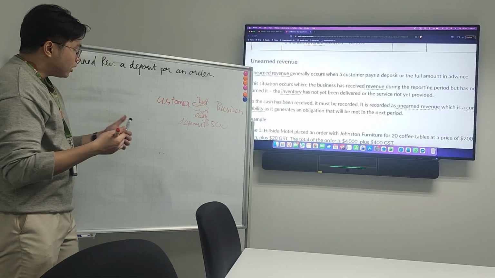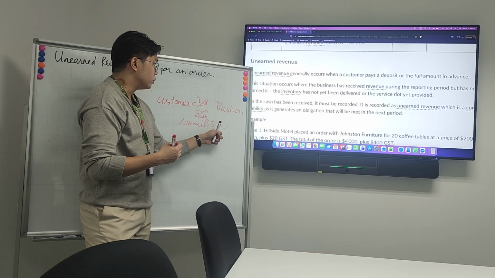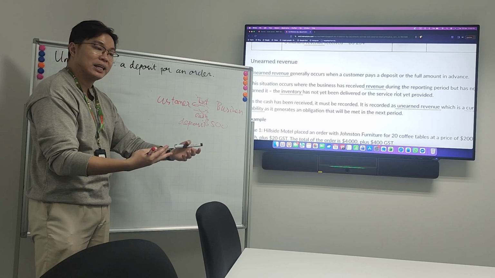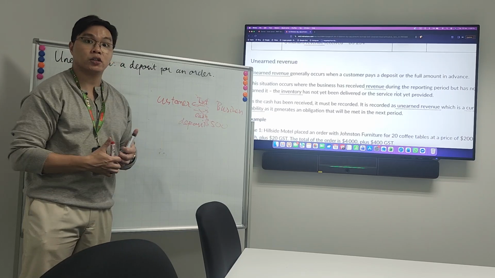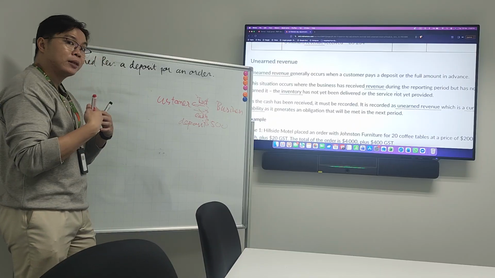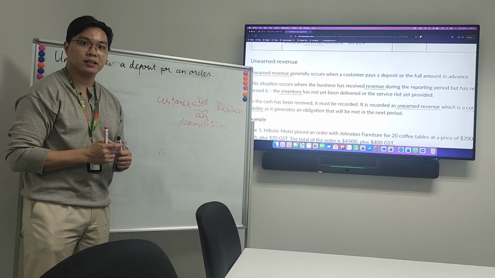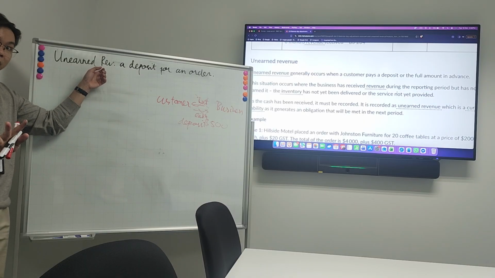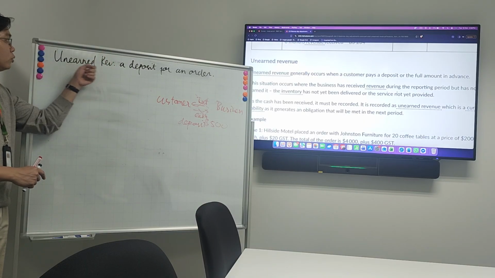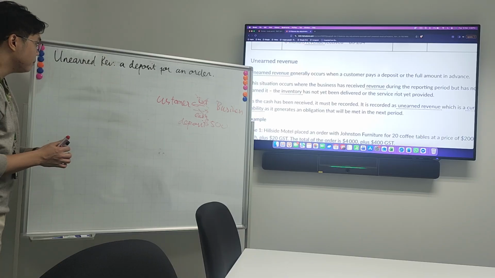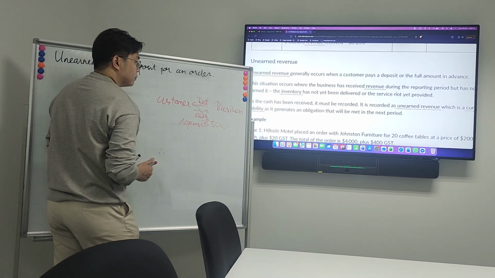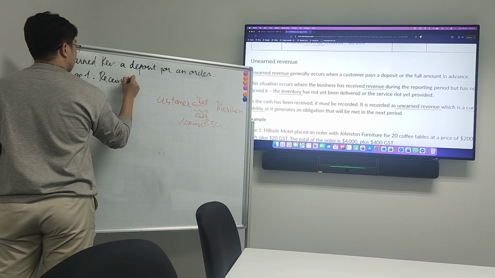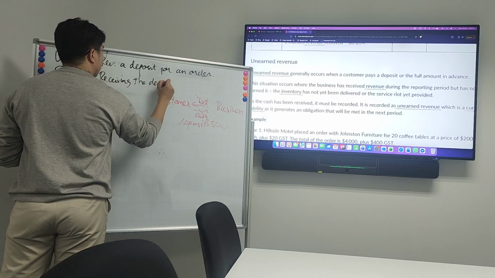Think about it. When the business is receiving this $500, the business is actually owing, or has the responsibility or obligation, to deliver the sofa to that customer. Therefore, when the business is in debt to someone, in this case the customer, the business has a liability. So don't be tricked by it, even though it has revenue in it. Unearned revenue is actually a liability. So first thing first, you are receiving a deposit. That's stage one, receiving the deposit.